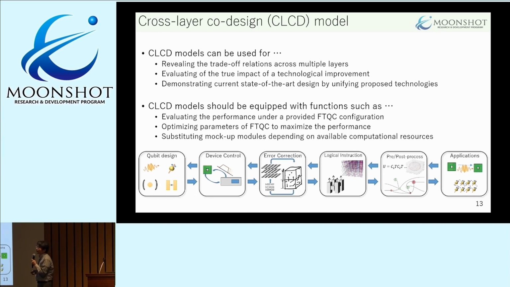To do that, we plan to implement various functions, such as evaluating the performance for a given FTQC configuration, and then optimizing parameters of FTQC to maximize the performance. And also, we build lightweight mock-up modules, which are to be substituted depending on the available computational resources. What we have accomplished so far is to build a prototype of this cross-layer model, which has software stacks for all the layers connected to each other, so that it can evaluate the performance of the whole computer.